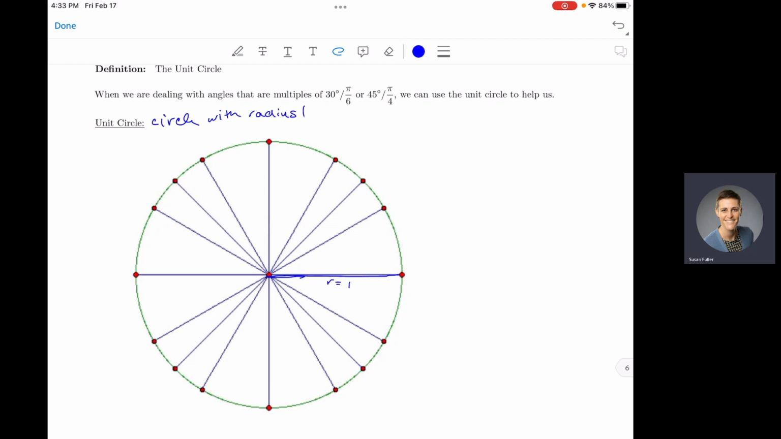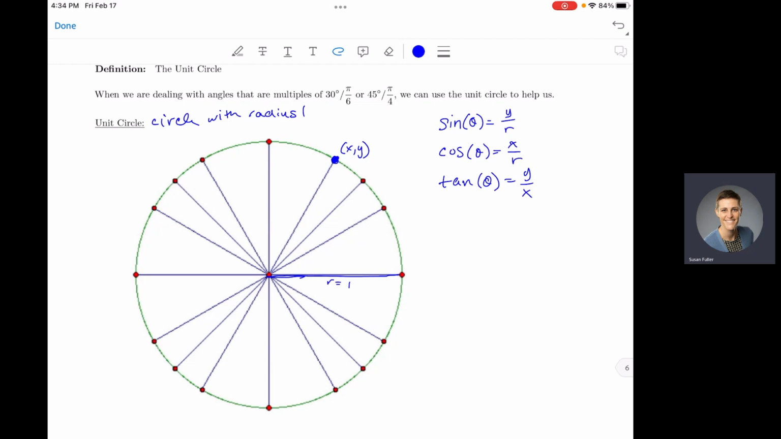Now, any of these points on our unit circle is going to be an ordered pair x, y in space. And we know from Wednesday's class that to find the trig functions when you have an ordered pair x, y on the terminal side of your angle theta, the sine of theta is y over r. The cosine of theta is x over r. And the tangent of theta is y over x.